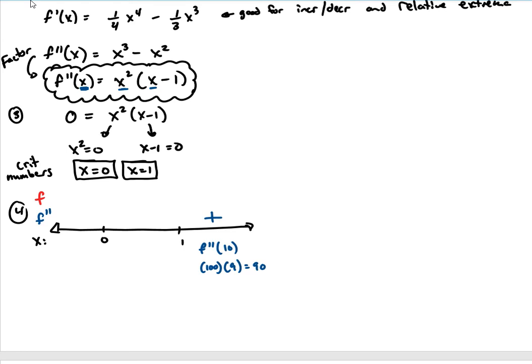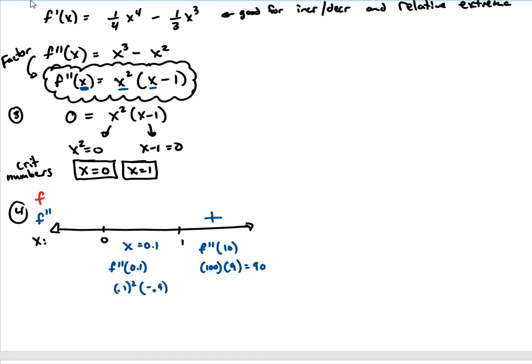And then I want to choose something in between 0 and 1. So I'm going to choose x equals 0.1. So that's bigger than 0 and less than 1. And then we want to plug it into our second derivative. So again, the clouded one. If I plug it in, 0.1 would get squared times 0.1 minus 1 would be negative 0.9.